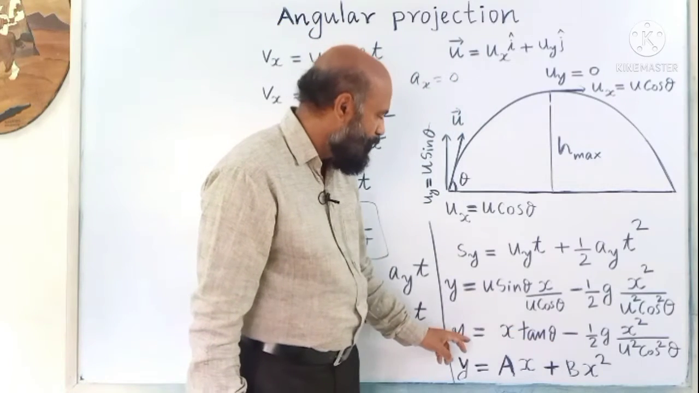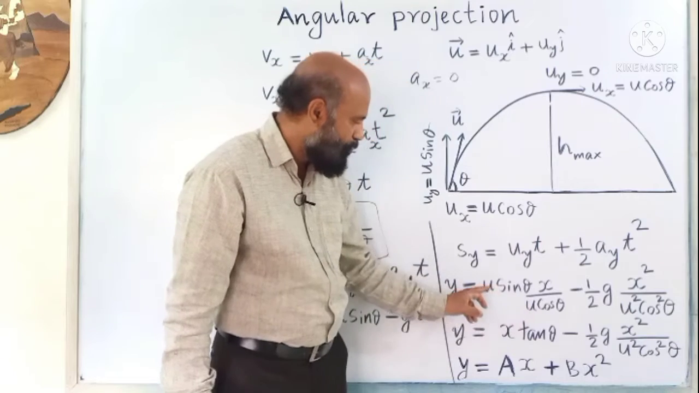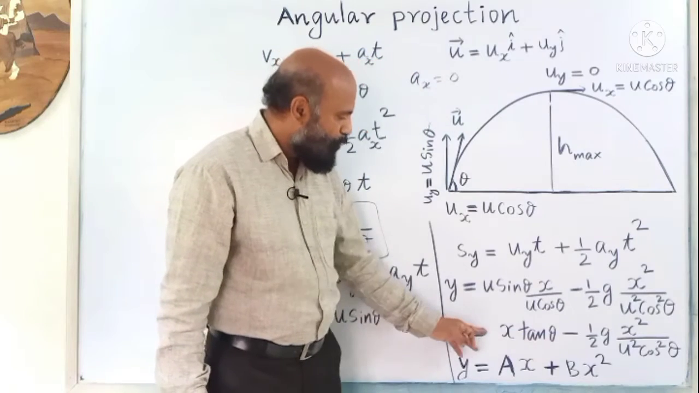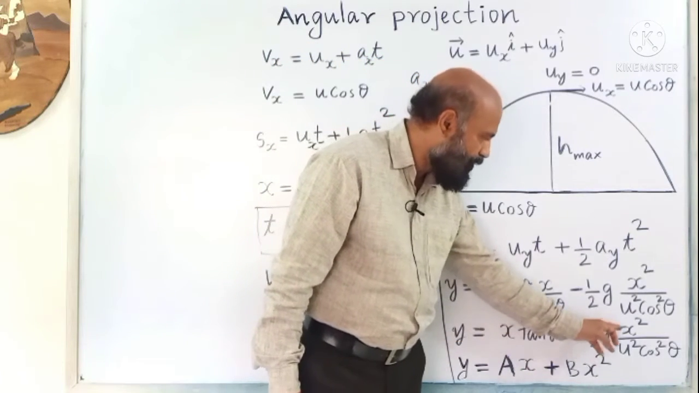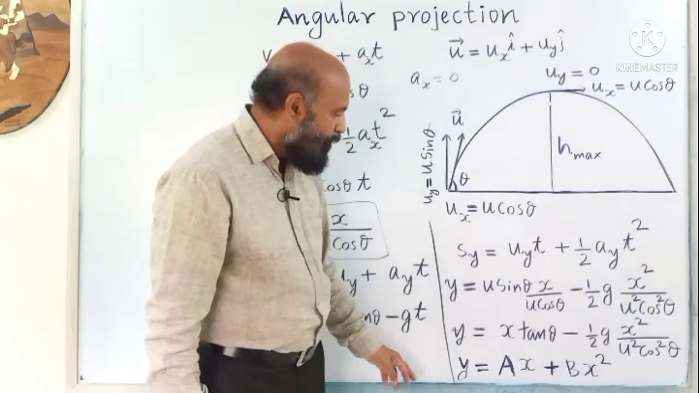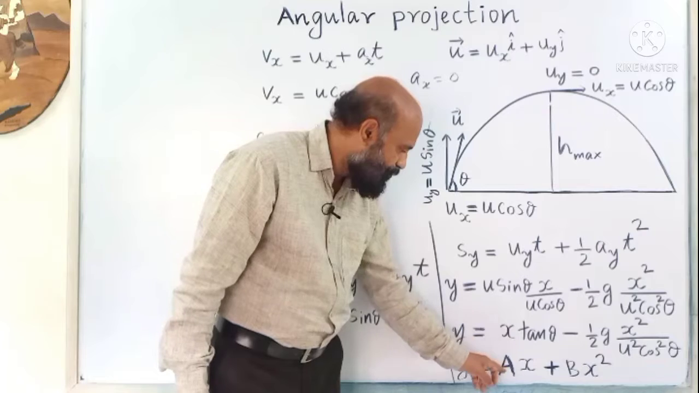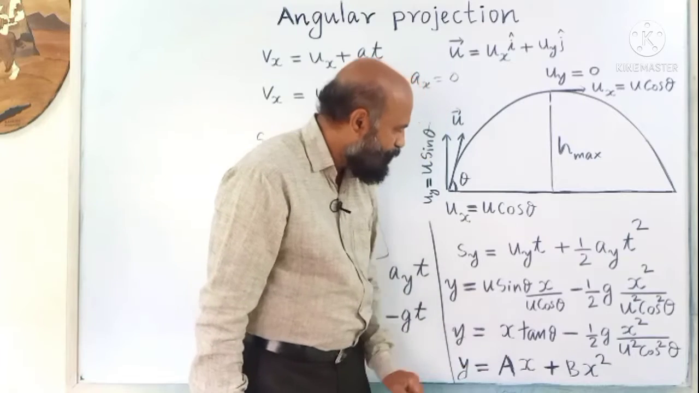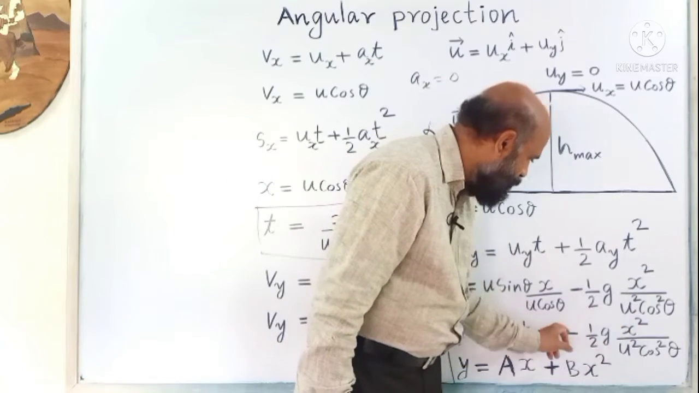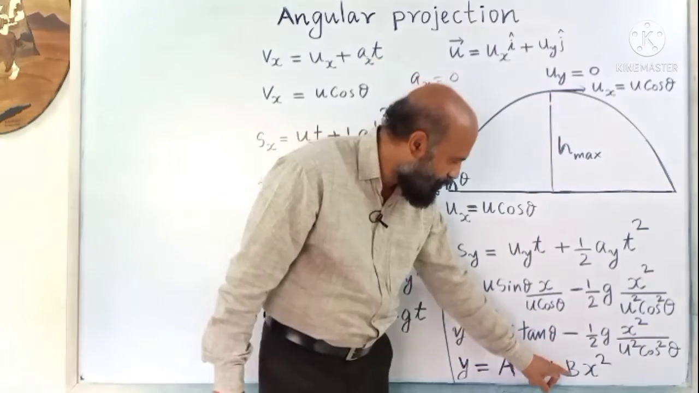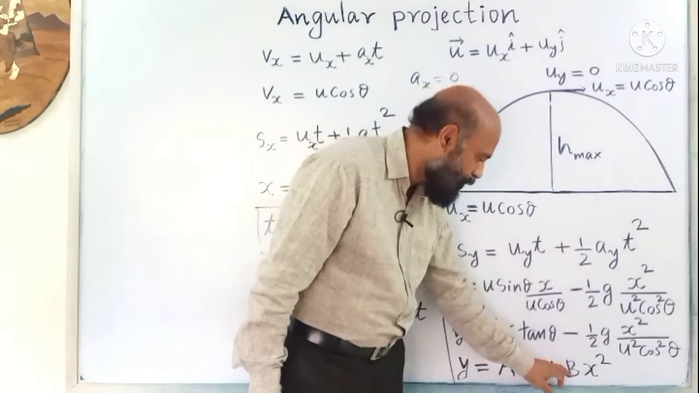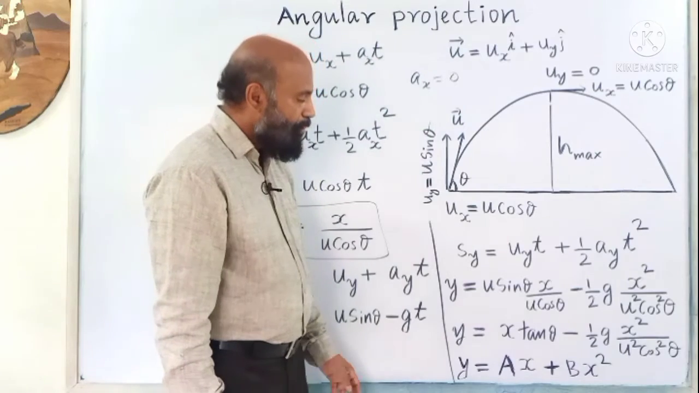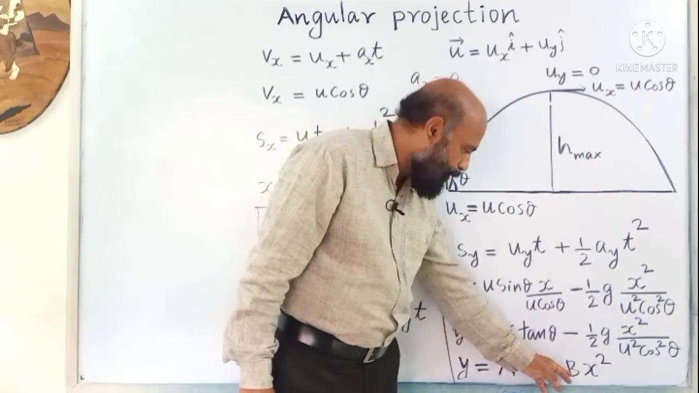Then u will get cancelled. Sin theta by cos theta is tan theta. So y is equal to x tan theta minus half g x square by u square cos square theta. For this tan theta we can give the letter a, and the remaining term you can express by b. So y is equal to ax plus b x square. So this is the equation of a parabola.